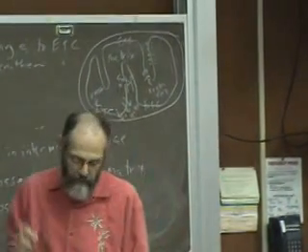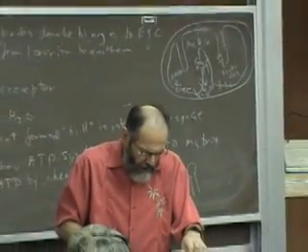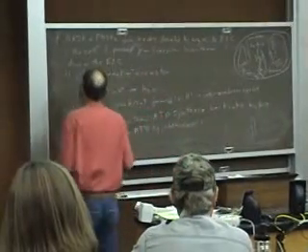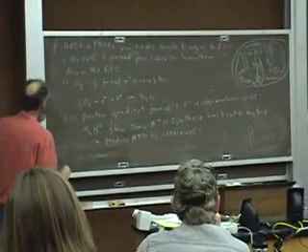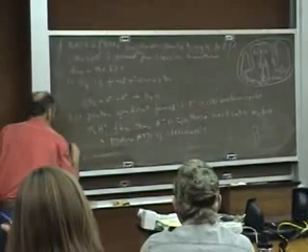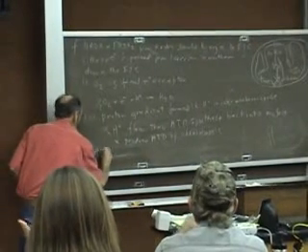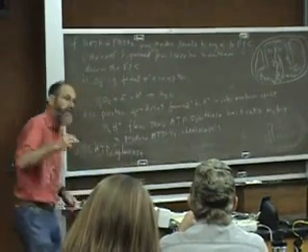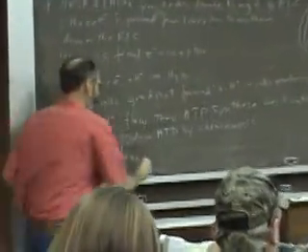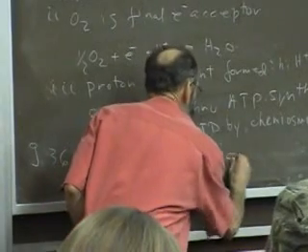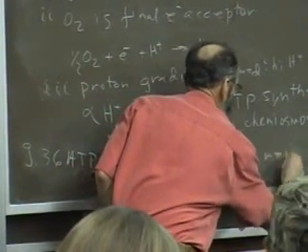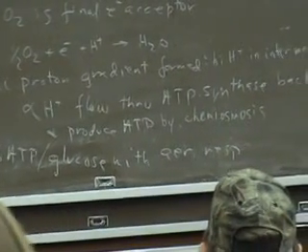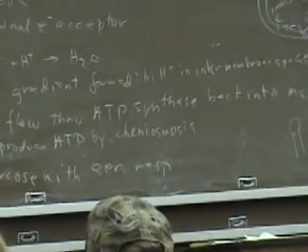Okay, so let me give you some numbers which I think are pretty interesting. First of all, we're going to get in this process 36 ATP per glucose in complete aerobic respiration of glucose.